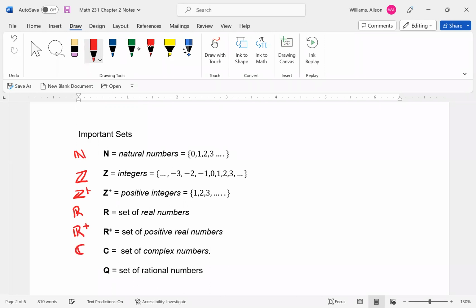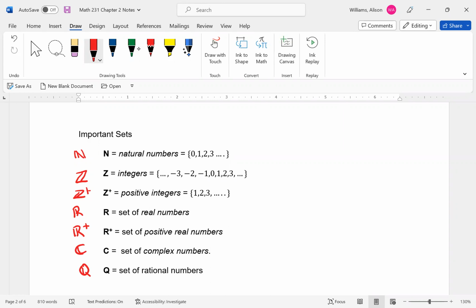Complex numbers puts the double bar there. And then the rational numbers Q uses the double bar there. So that's kind of how we write it, and that's how we'll write it in this class, just to indicate these special sets.